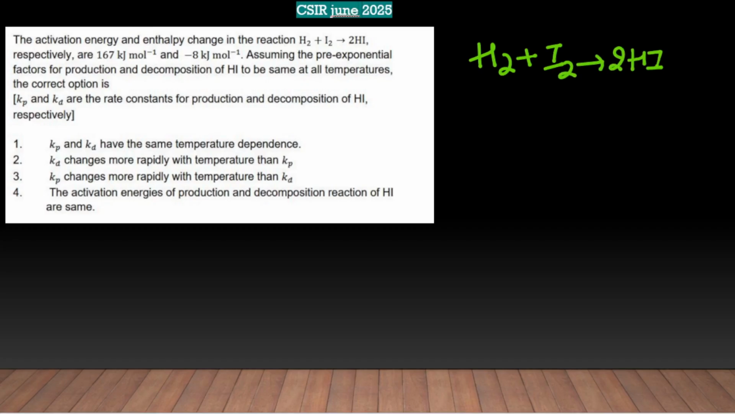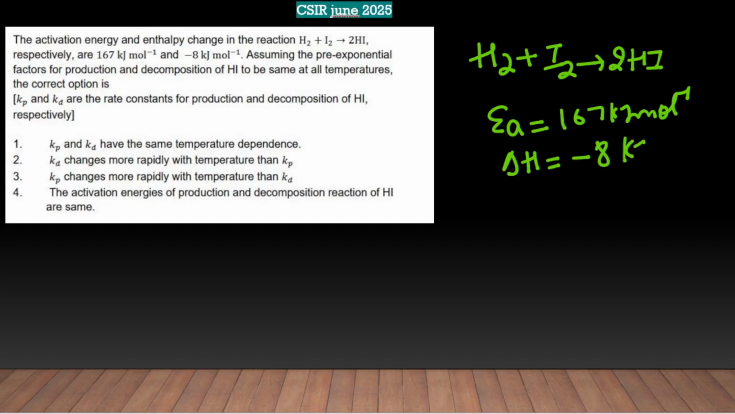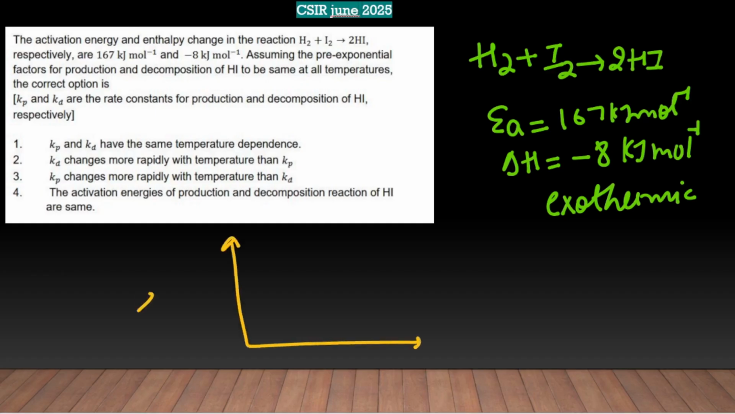For this, the activation energy value is 167 kilojoules per mole, and the enthalpy, that is delta H, is minus 8 kilojoules per mole, which shows that this reaction is exothermic in nature, because the delta H value is negative. If we draw a reaction plot for this, it is going to look like this. Here it is going to be the energy and this is the reaction progress.